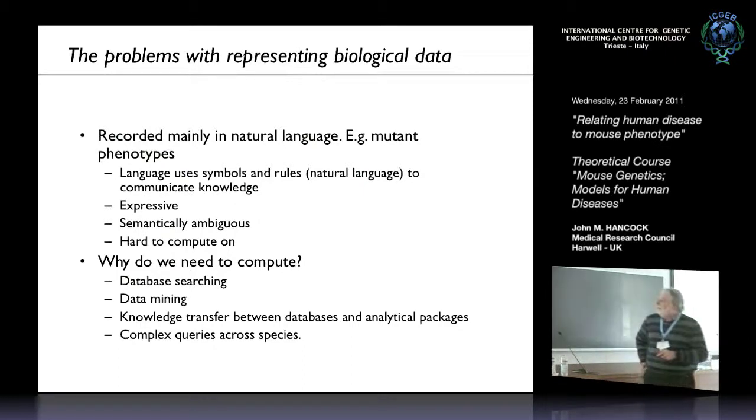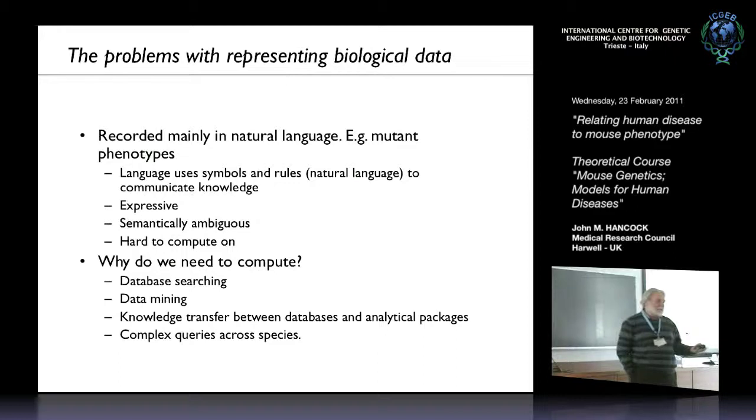So, as I've just said, biological data is generally speaking recorded in natural language. As we heard this morning, natural language is what people write. So most of the biological data that's out in the world is in the form of publications, and that's in natural language. And natural language is something that's very difficult or effectively impossible in a really good sense for computers to interpret. Because it uses all sorts of symbolism, all sorts of rules to communicate knowledge.